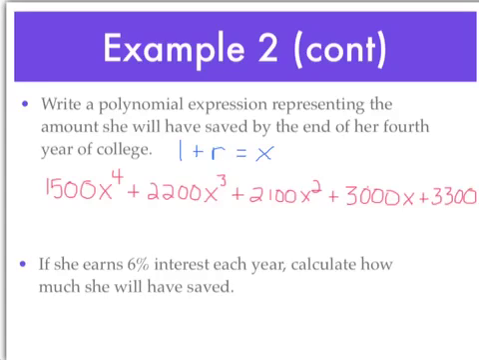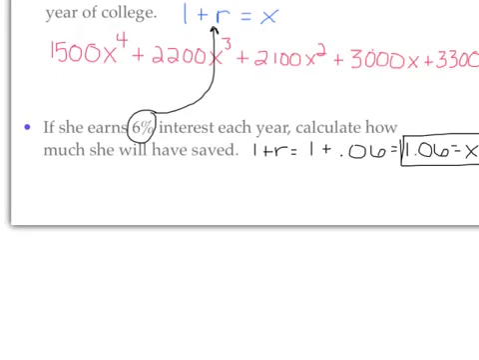Now it says, if she earns 6% interest rate each year, calculate how much she will have saved. So all that's really doing is telling you what R is. That 6% means this R here is 6%, which means instead of 1 plus R, we're going to say 1 plus 0.06. So I'm just going to write this as 1.06. And that is what I'm going to plug in for X. Because now I have my interest rate calculation, I'm going to multiply by 1.06 every time. So now I'm just going to put straight into my calculator 1,500 times 1.06 to the 4th power.